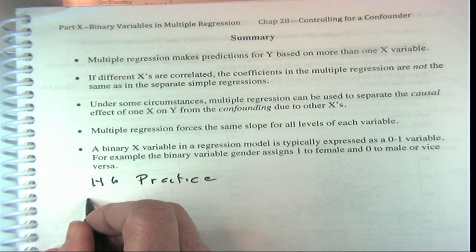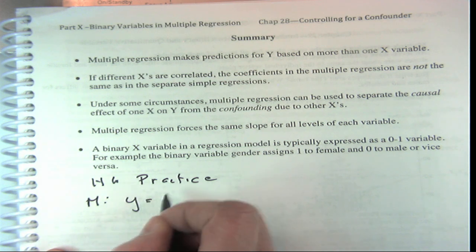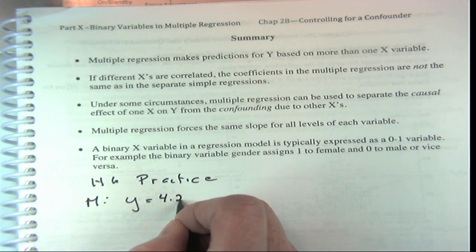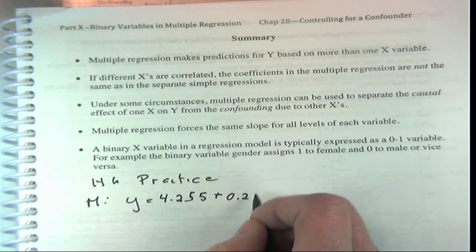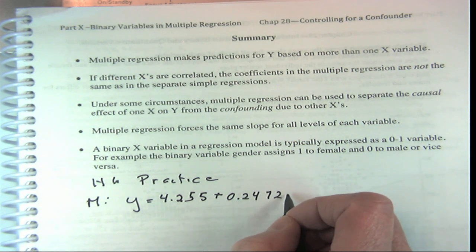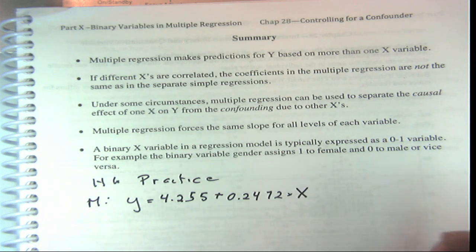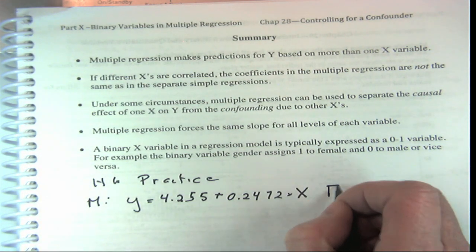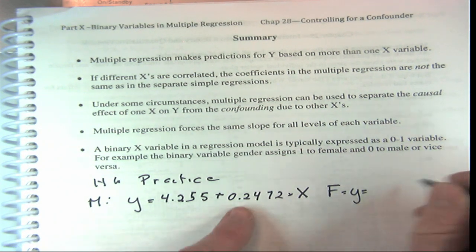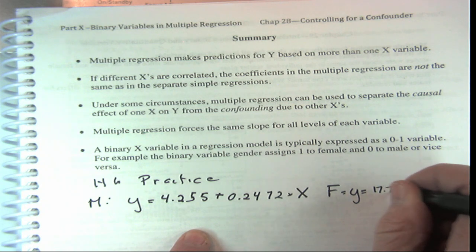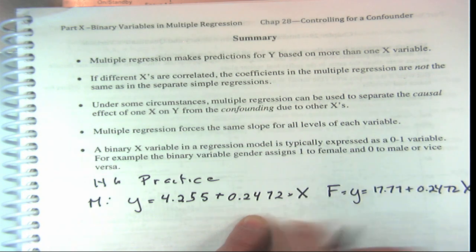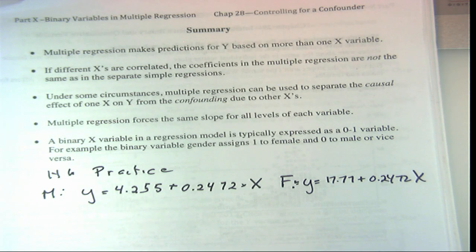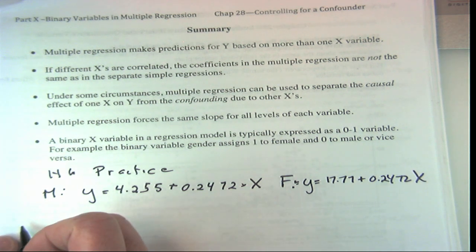So here are two stratified equations. For males, we have 4.255 plus 0.2472 times shoe size, so that's times x. And then for females, we have a different intercept with the same slope. So the intercept is 17.77 plus the same slope. That's for females. Now you have a lot of homework practice on this, and I'll post it as soon as this lecture is posted, this afternoon.